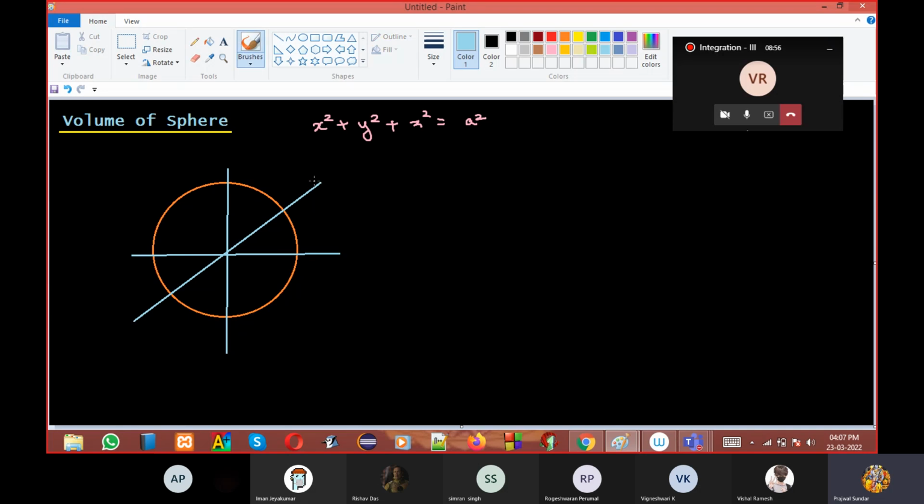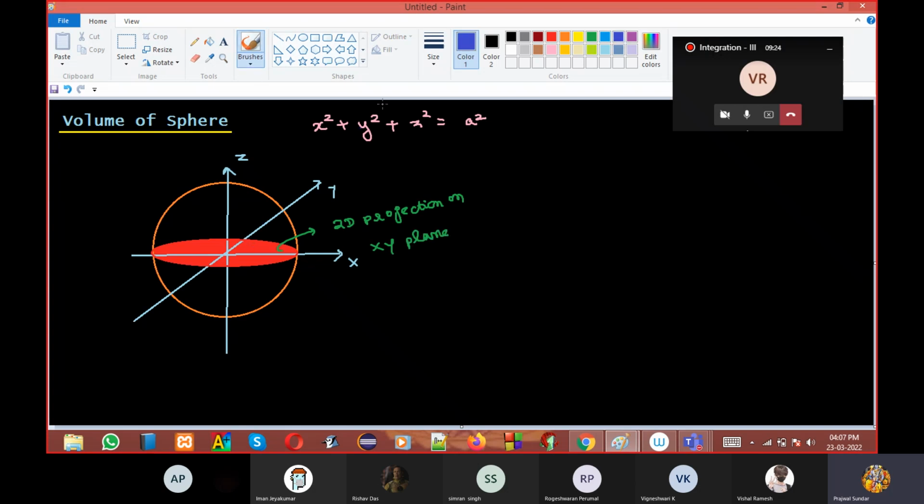Okay, x, y, z axes. Now in double integrals, what did we used to do? We always used to visualize only the 2D projection. Look at this carefully. Now I am projecting this on the 2D plane. This circle is the 2D projection on the xy plane.